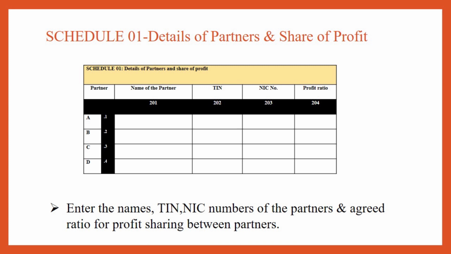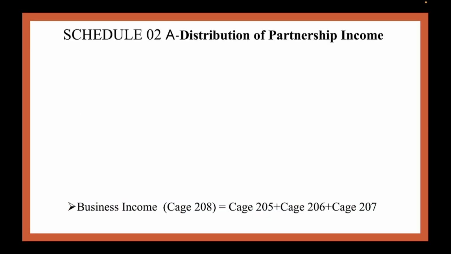Schedule 1. Schedule 1 is just for the purpose of getting information. So, you just have to enter the names, respective TIN numbers and NIC numbers of the partners and the agreed profit sharing ratio between them. Schedule 2 is to distribute partnership income between the partners. There are two sub-schedules under Schedule 2. Schedule 2A is to record the tax liable partnership income and Schedule 2B is to record the exempt amounts.